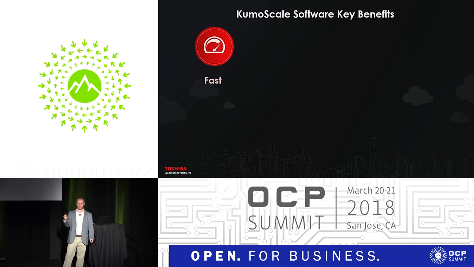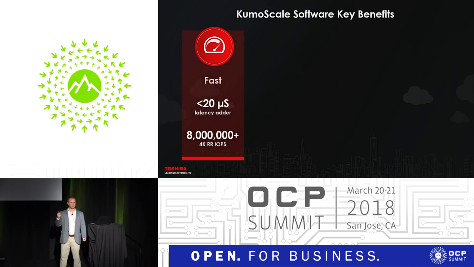So a little bit about Kumo Scale and why it's so amazing. First of all, it's very fast. Compared to direct attached storage, which is about as fast as you can get, if you take that as a benchmark, when you implement this, we're talking about less than a 20 microsecond adder to direct attached storage on an IO. And we've actually demonstrated over 8 million random read IOPS on a single box.